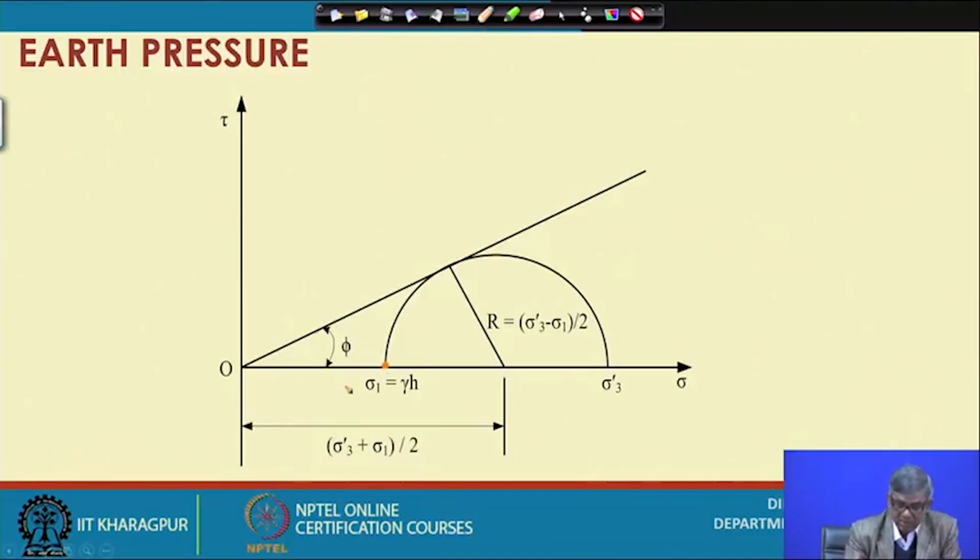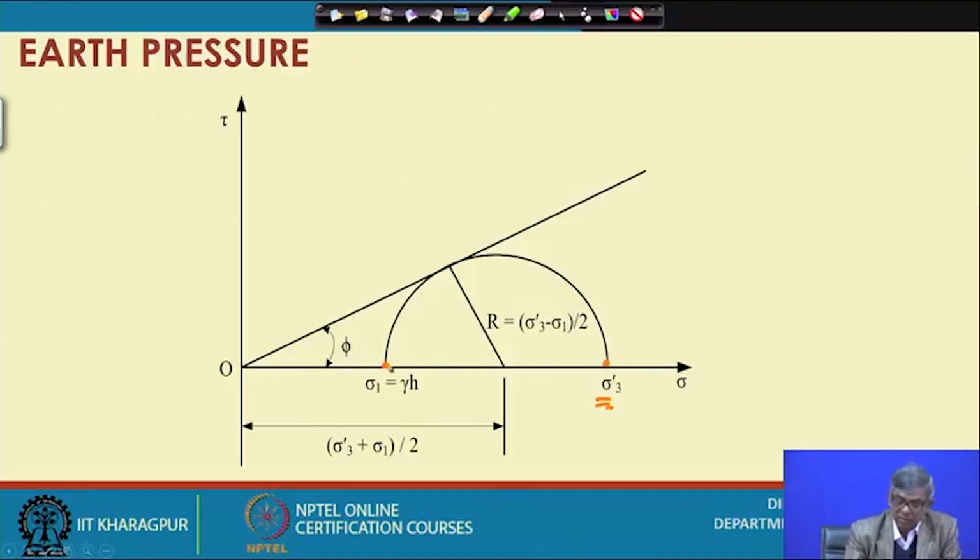Sigma 1 was here, and then slowly, because of the pushing towards the backfill, the lateral stress increases, and at failure suppose this is the value sigma 3. Though here it is written as sigma 3, it is actually the major principal stress. Because of that, suppose we have taken it as sigma 3 dash. Okay, so now this is the failure.